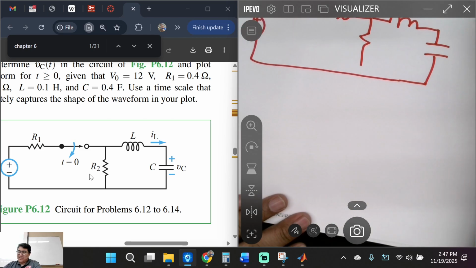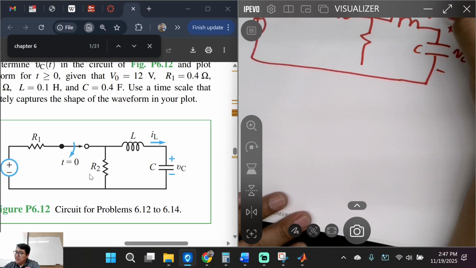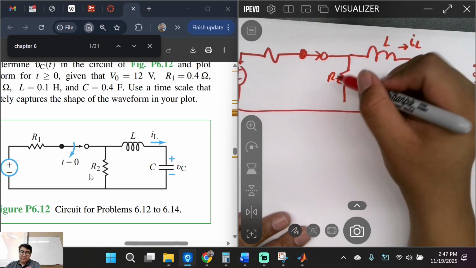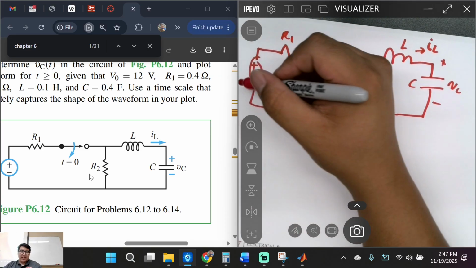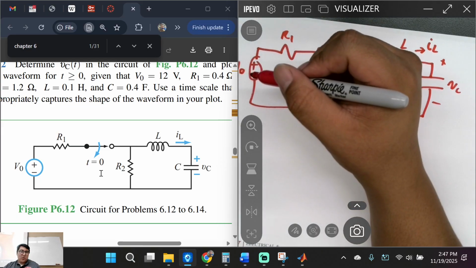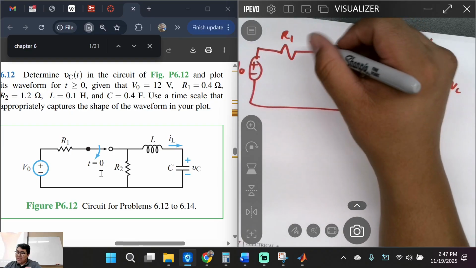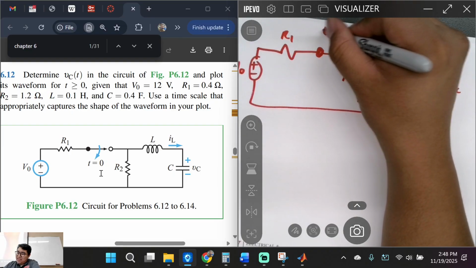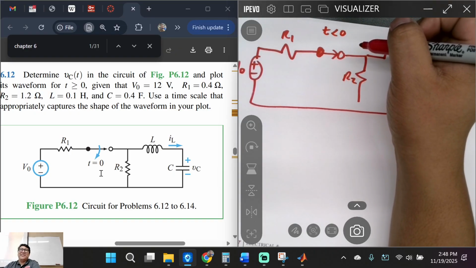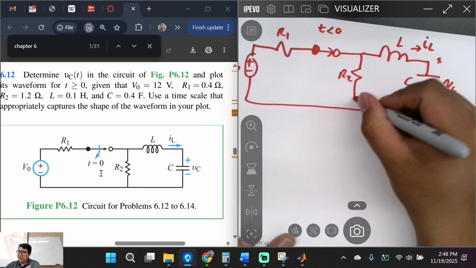Anyways, let's see. Got some L. We got some capacitance, some charge in this capacitance, some inductance flow, correct? Then R2, R1, and then what's over here? V naught, V initial, and then t before 0, right? It's closed, okay? The whole circuit's closed, all right?